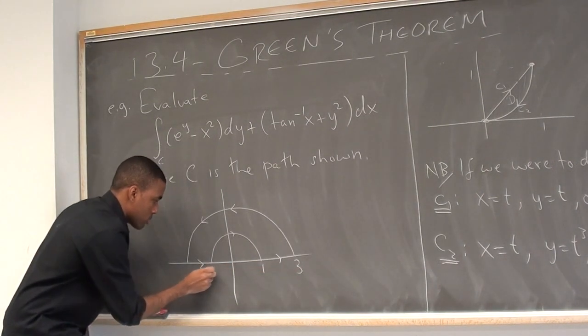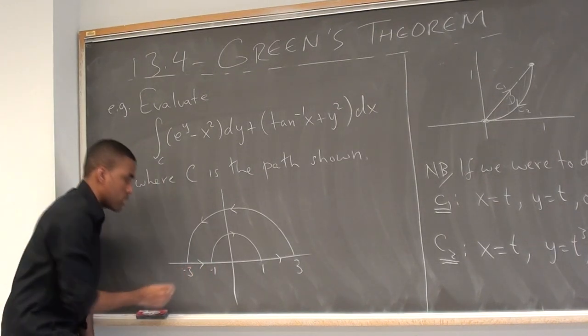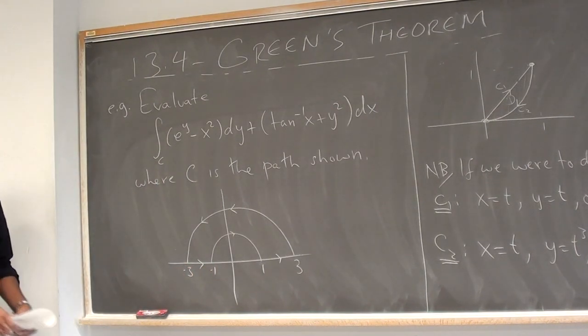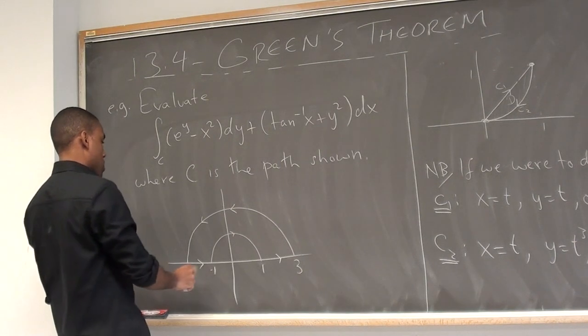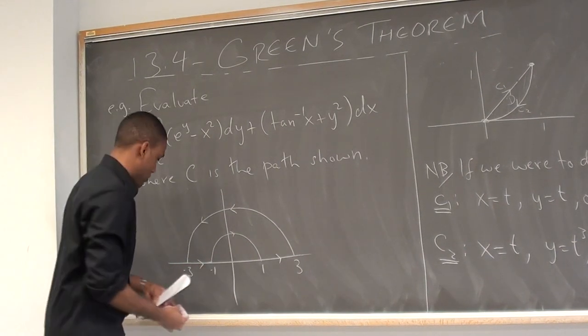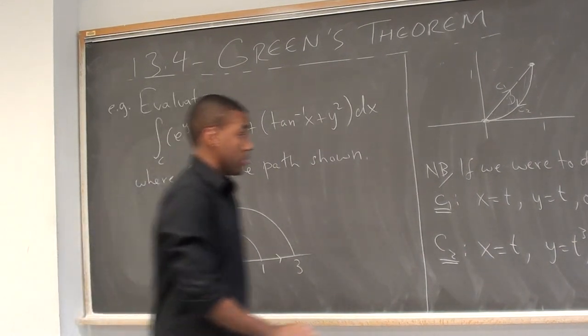This is minus 1, this is minus 3. And C is this path.